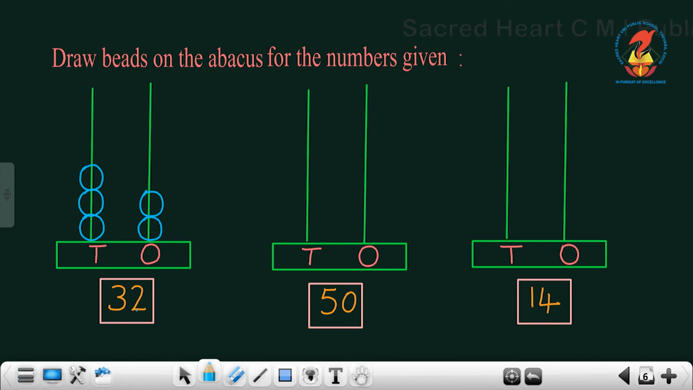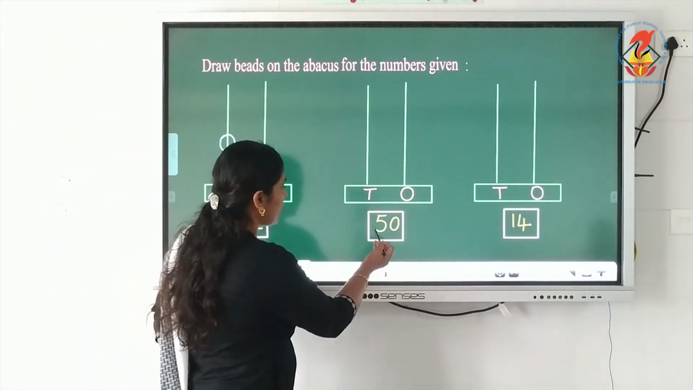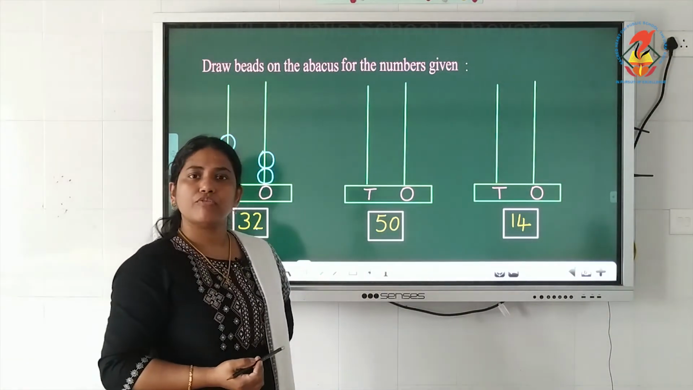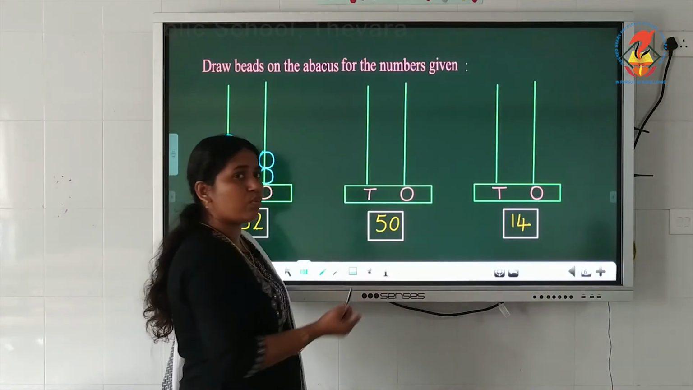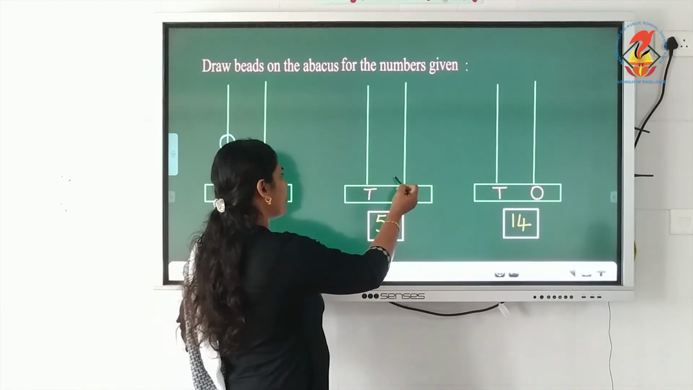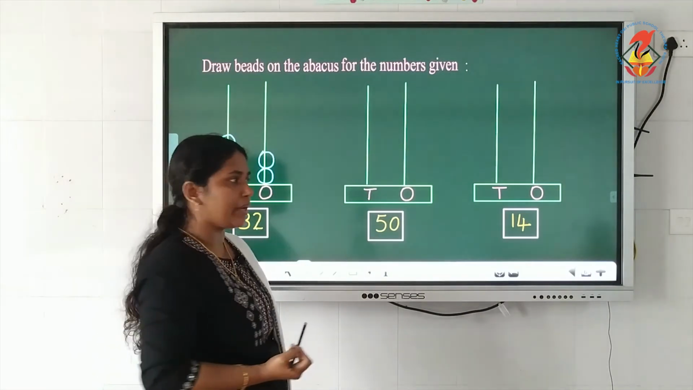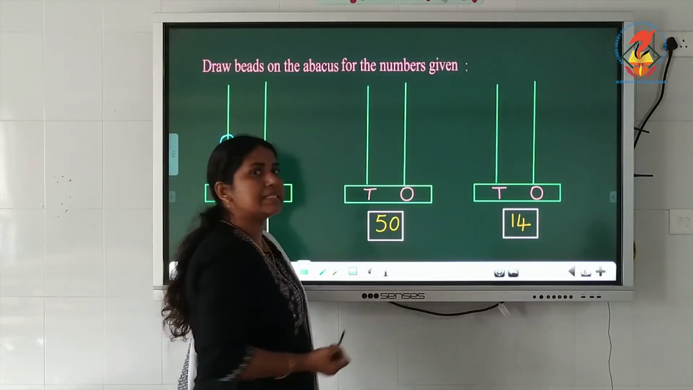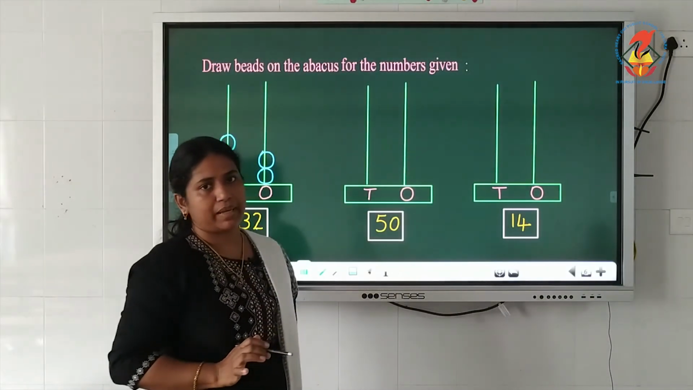50. In 50, how many ones and tens are there, children? What is the number on ones place? 0. Is it? And what is the number on tens place? 5. That means here 5 tens and 0 ones. So, do you want to draw any beads on ones place? No, because on ones place the number is 0. So, no need to draw any beads on ones place.